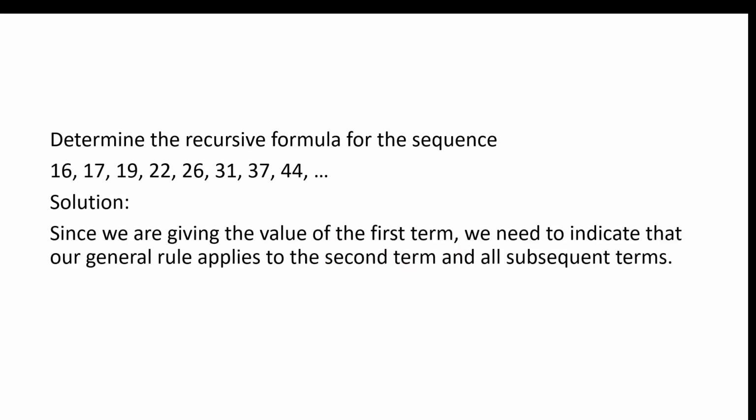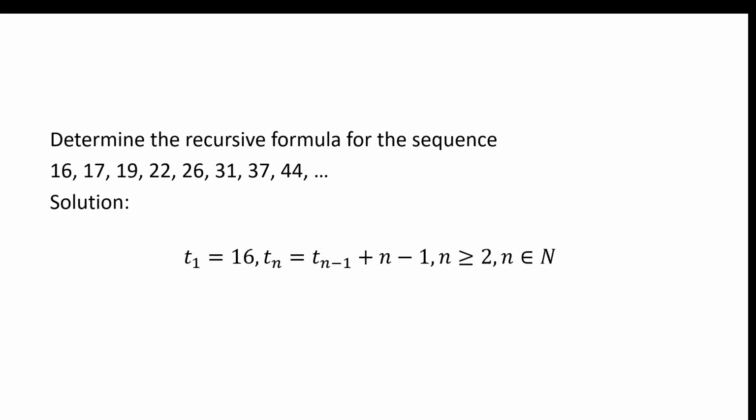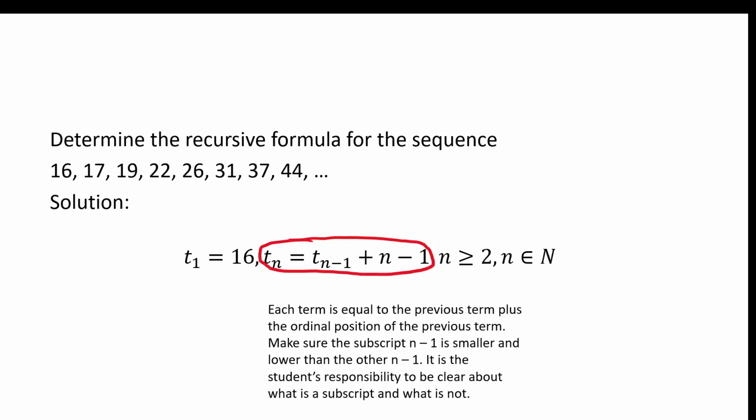So we're only given the value of the first term because we only need to go back 1 term when we figure out the rule. And so we can write it as follows. The first term is 16. Each term is equal to the previous term plus the ordinal position of the previous term.